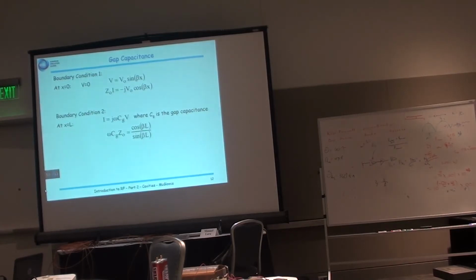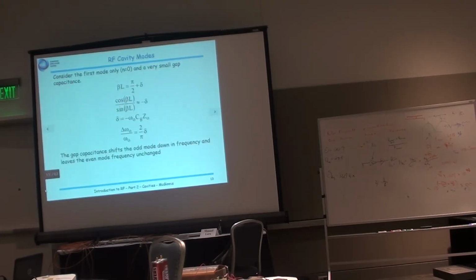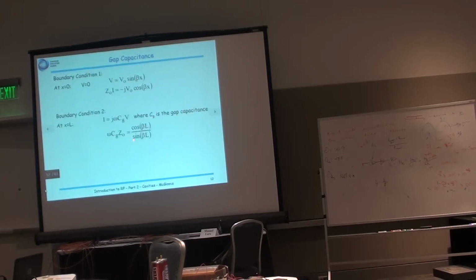So let's take a look at the gap capacitance. Boundary condition number 1: V is equal to, again, V0 sine beta x. It's got to be a short circuit at the end. And then the current is given by this. Now, boundary condition number 2: the current has to be equal to the gap capacitance times the voltage across the gap. So you have another boundary condition where this used to be 0, and now the current and the voltage are related. Here's the voltage, V0 sine beta x. Here's the current, and they have to be related by the gap capacitance. So the gap capacitance is equal to 1 over the tangent of beta L. This is a transcendental equation, which you have to solve numerically or graphically.